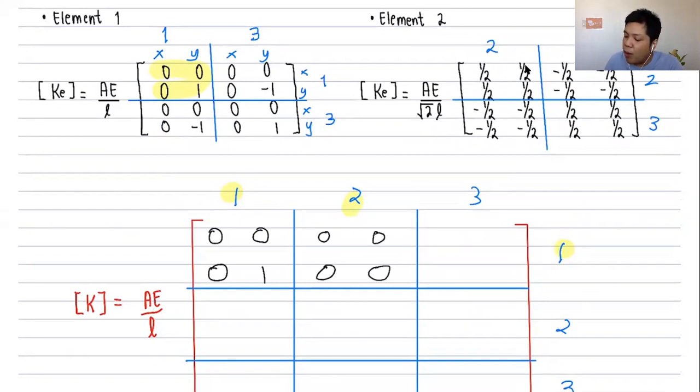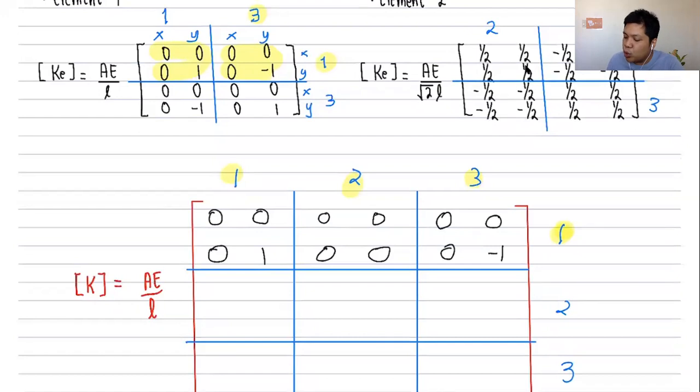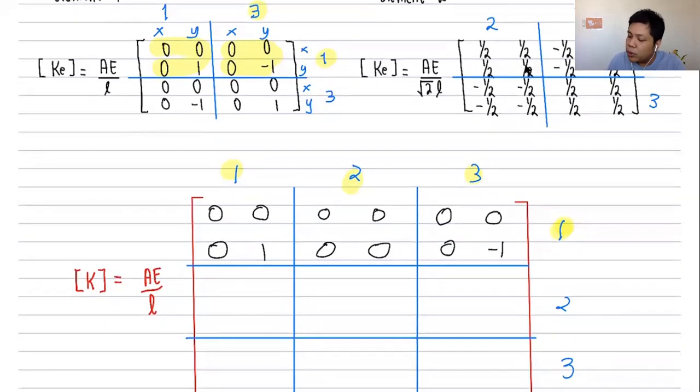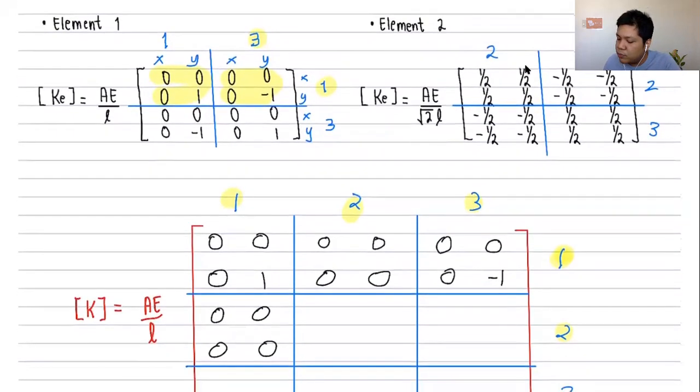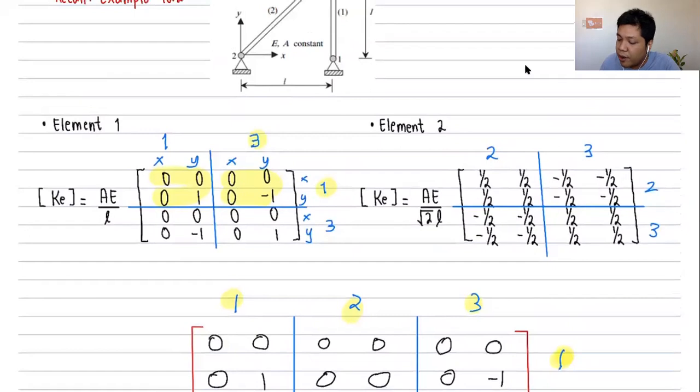How about row 1, column 3? Row 1, column 3 is this one. So it's 0, 0, 0, and negative 1. Next, how about row 2, column 1? We don't have any row 2, column 1, so that's 0, 0, 0, 0. How about row 2, column 2? Row 2, column 2 is found in element 2. This is row 2, column 2.